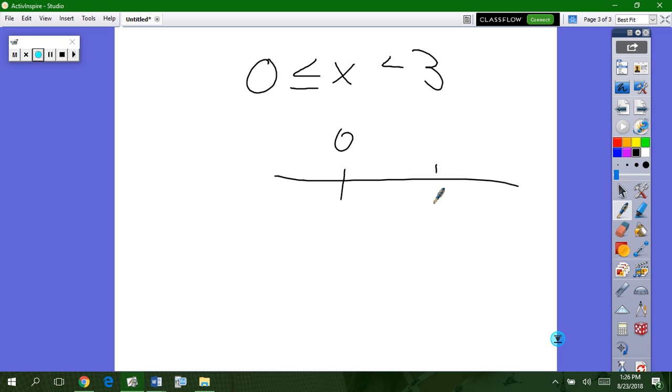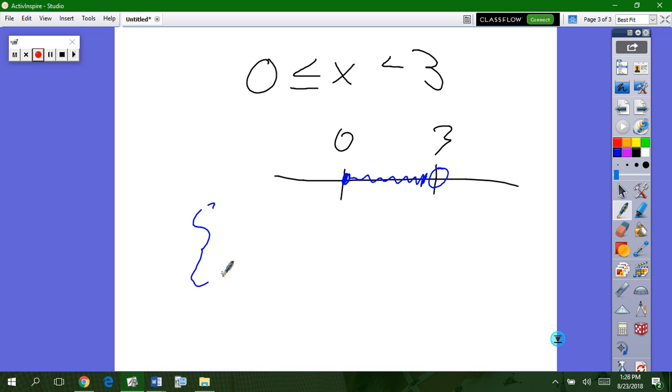Here's 0, here's 3. What does 0 get, a closed or an open dot? Closed. Does 3 get a closed or an open dot? Open. And notice we're looking for the material between those two numbers, right? Does that make sense?